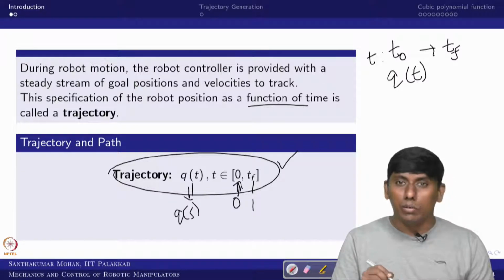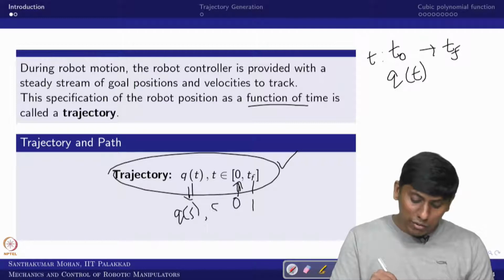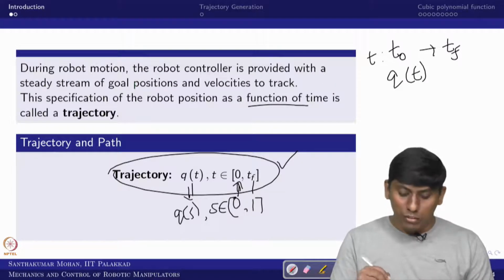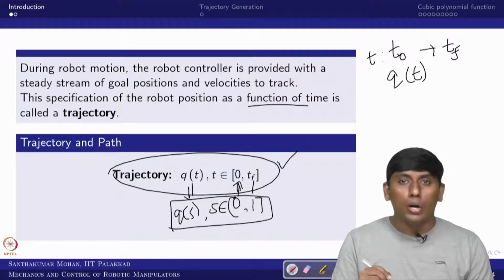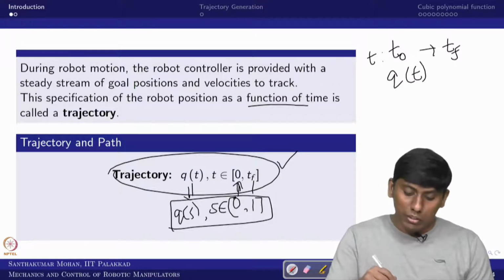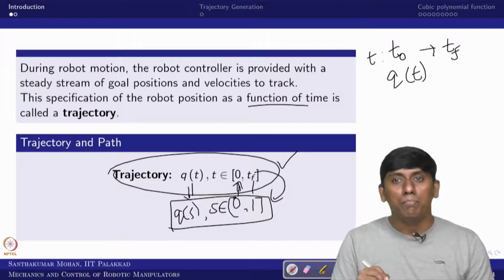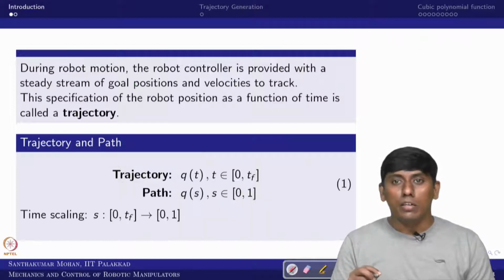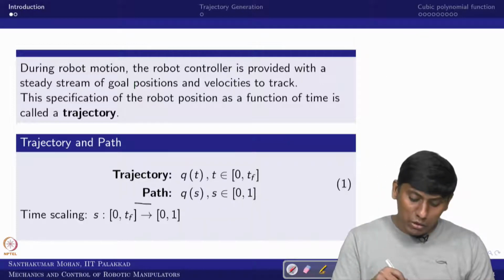So where there is only a subset of s, that s can vary from 0 to 1. If I make this, you see that the time dependency is gone and you need not bother about it; it can easily be scaled up to any given time range. So this is what we call a path. It need not be a function of time. So that is what we are calling a path.